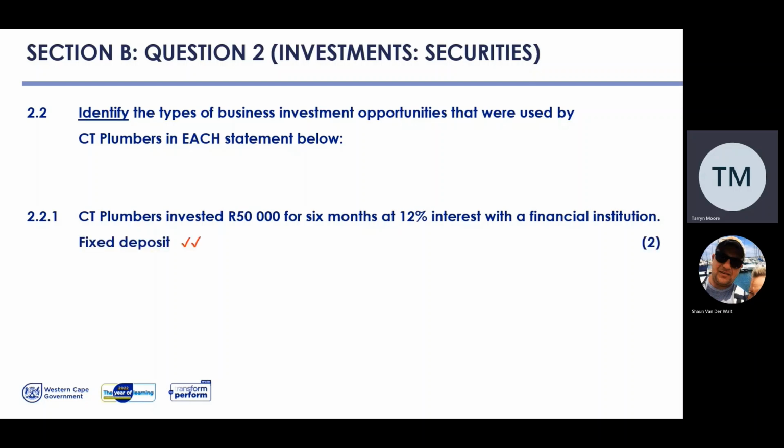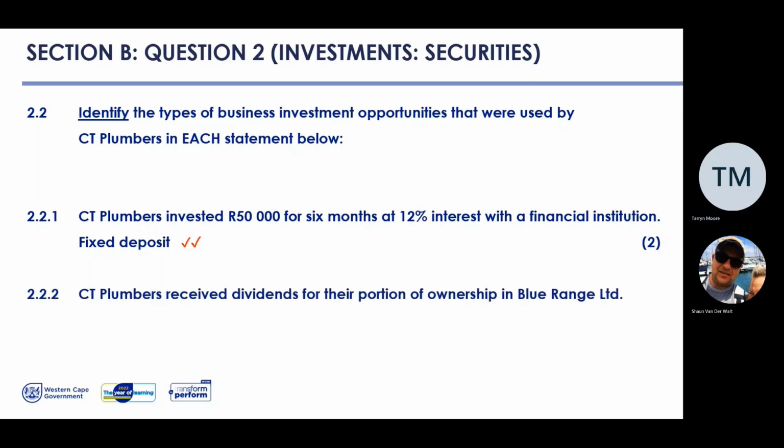I invested 50,000 for 6 months at an interest, so therefore I am receiving money. I'm receiving interest. So that then becomes a very important part, because remember, you are investing money in a financial institution and you are earning interest, and you're earning interest for 6 months on the 50,000 that you invested. Remember, we're still looking at the types of business investment opportunities.